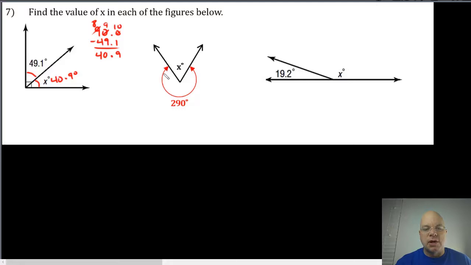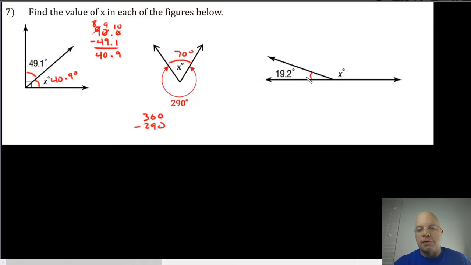The one that we haven't talked about much is this one, but you see this very large reflex angle, 290 degrees. This angle X would be completing this whole circle. And so you just have to realize that there are 360 degrees in a circle, and subtract 290 from 360. You'll get 70 degrees.